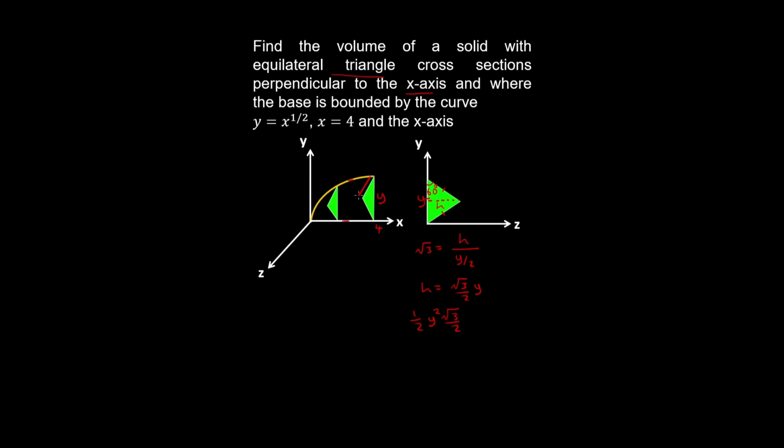And then we assign a thickness to this triangle, which is dx, and that gives the volume of one triangle, and we integrate from 0 to 4 to get the volume of the entire solid. And now you can simplify this and substitute x to the half, so that becomes x, and you'll be able to evaluate this integral.